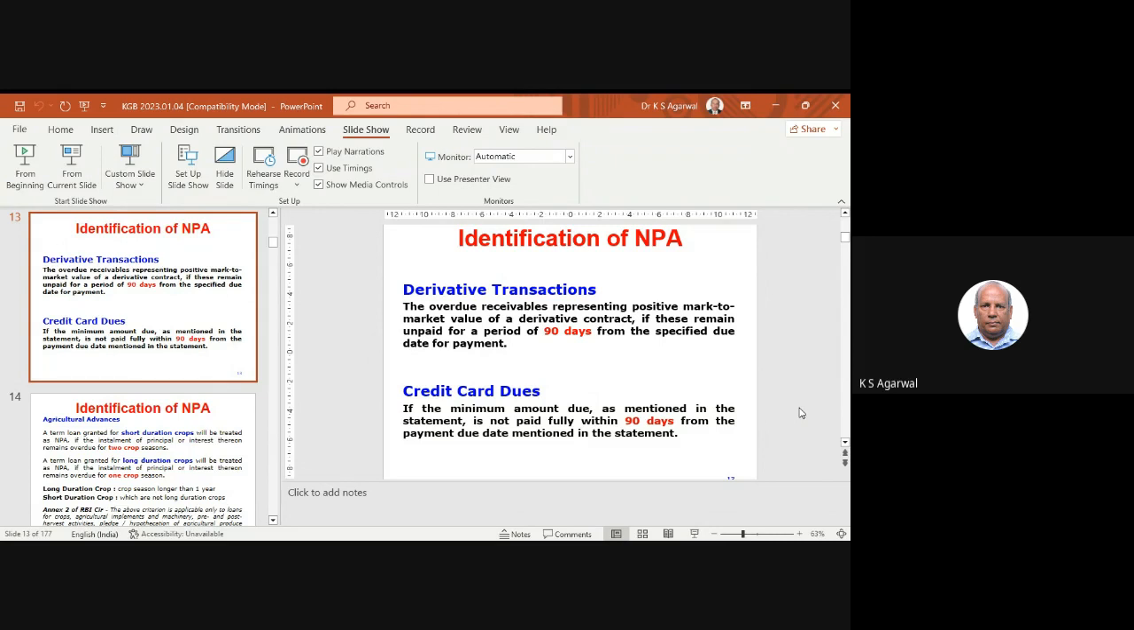I'm repeating. In older provisions, it was if this amount is not paid within 90 days from the payment due date mentioned in the next statement. So the next statement is not there. In the same statement, if I have received the bill today, and some due date is mentioned, I have to invariably deposit the minimum amount due within 90 days from the payment due date mentioned in the bill. If I do not do that, my credit card account will become NPA.